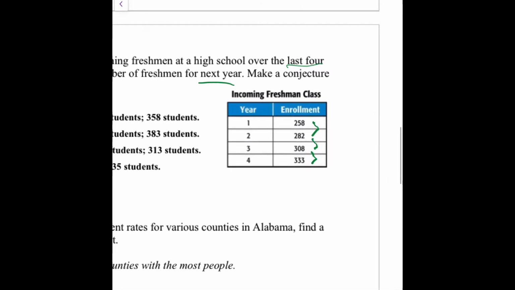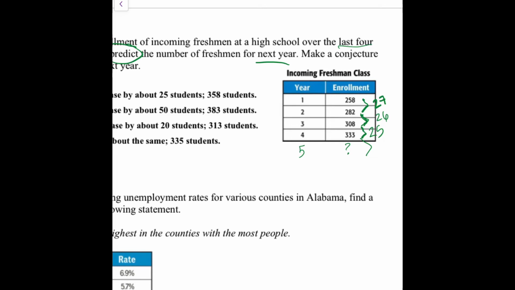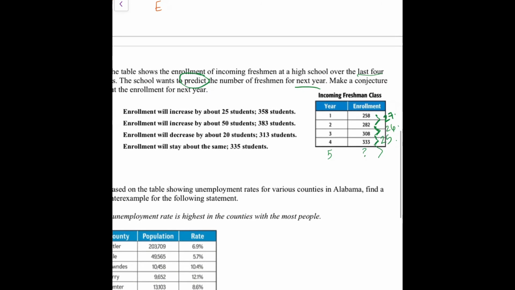For this first to second year jump, we see 27 more freshmen enrolled than the previous year. From year 2 to 3, I see a 26 student jump. And then from year 3 to 4, I see a 25 student jump. So yes, these are all different, and I'm trying to figure out approximately how many students will be here next year. So think about the pattern. We have 27, 26, 25. Start thinking about those as we look at the multiple choice answers here.